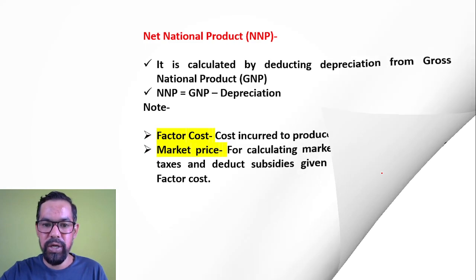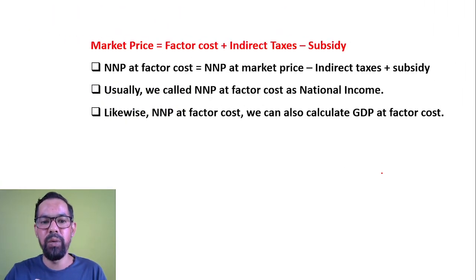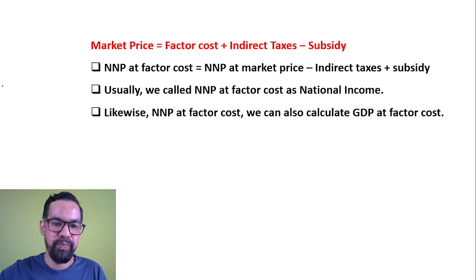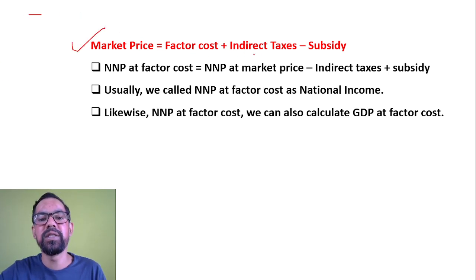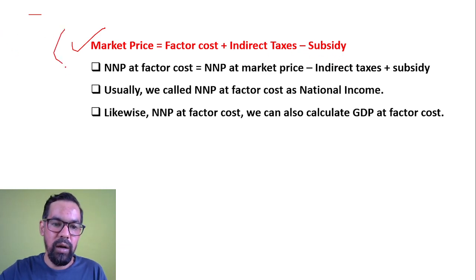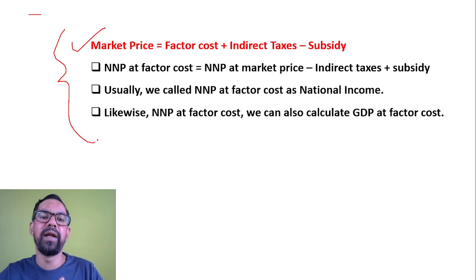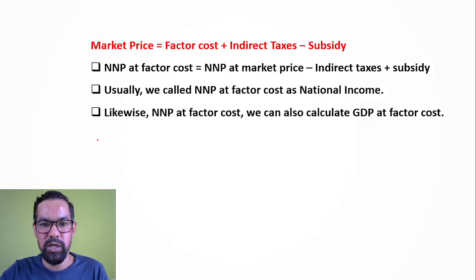So hope this is clear to each and everyone. Now, here you have the formula as well. Market price equals factor cost plus indirect taxes minus subsidy. So with this, you can calculate GDP at factor cost, you can calculate GDP at market price, or similarly you can do the calculations for NNP at market price as well as at factor cost.